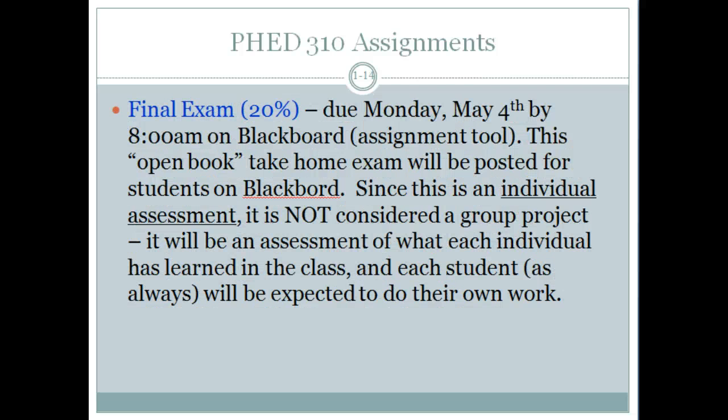The final exam is worth 20% of your grade. It's due Monday, May the 4th by, notice, 8 o'clock a.m. on Blackboard in the assignment tool. It's an open book take-home exam and it'll be posted on Blackboard a little bit later in the semester. This isn't an individual assignment and it's not considered a group project, so you have to do your own work.